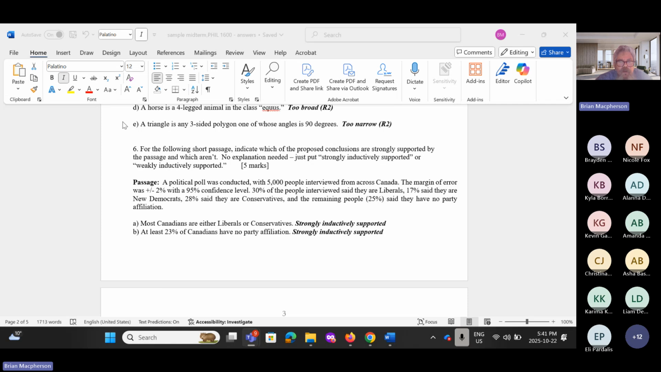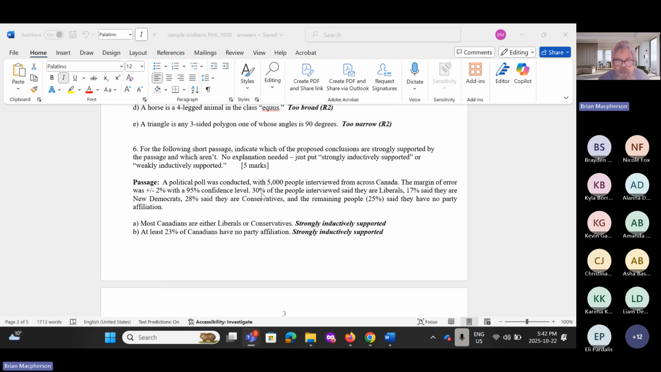Okay. So all that I want you to do there, you don't need to explain it. Just tell me whether the sentence is strongly inductively supported or weakly inductively supported. And remember that when you determine that, you have to take into account the margin of error. So let's look at number A. Most Canadians are either liberal or conservatives.